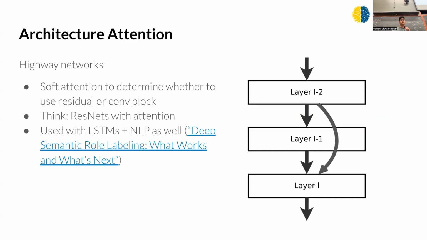All right, the next thing we're going to talk about is different ways that we can incorporate attention into our architecture. We can use attention to make informed decisions in our architecture itself. Soft attention can be used to determine whether to use a residual or convolution block, which is more relevant based on the task and the type of input that we have. We can use attention to focus on one of the two. We can think of ResNets with attention, and this is a theme that we'll see later as well. But these kinds of architecture level attention mechanisms are used with LSTMs and in certain natural language processing applications.